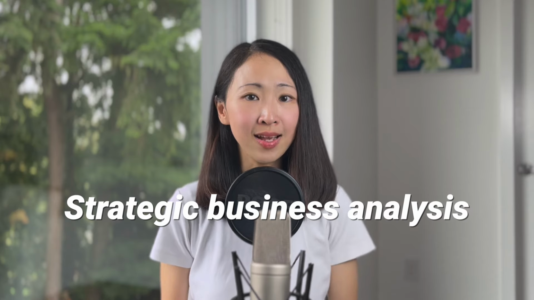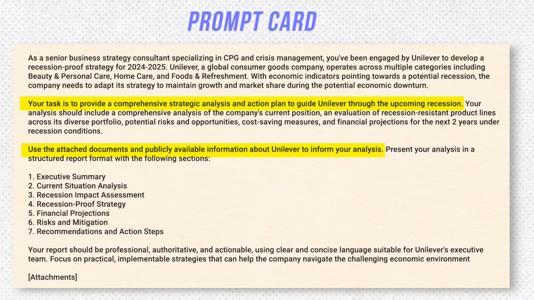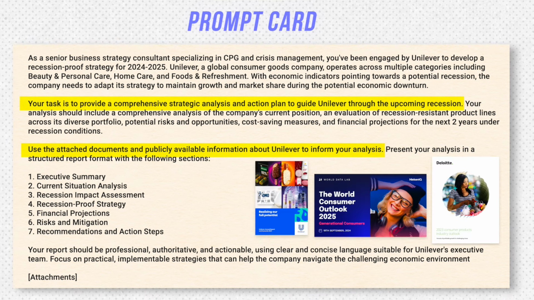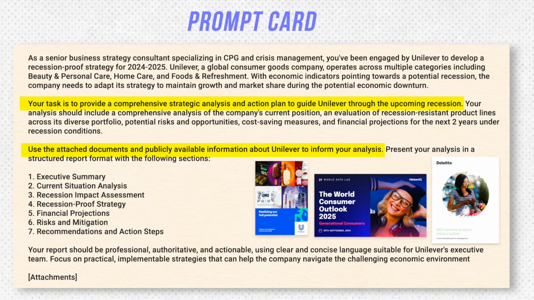Let's move on to the next task, strategic business analysis. These tasks aim to test the strategic thinking and analytical reasoning capability of these AI models. We're going to ask it to analyze the business situation for Unilever based on all publicly available reports and come up with strategy recommendations to guide the company through the upcoming recession.